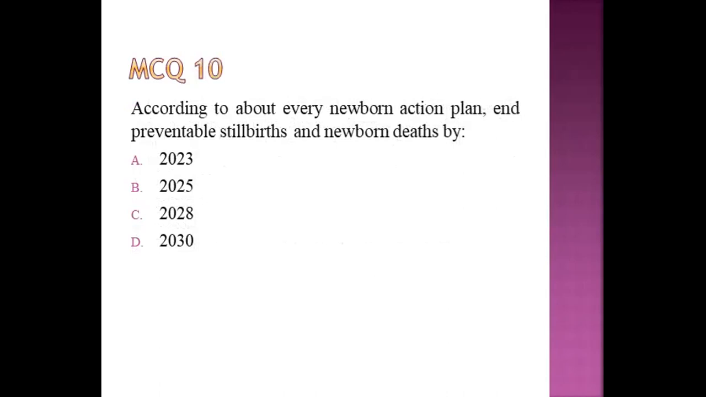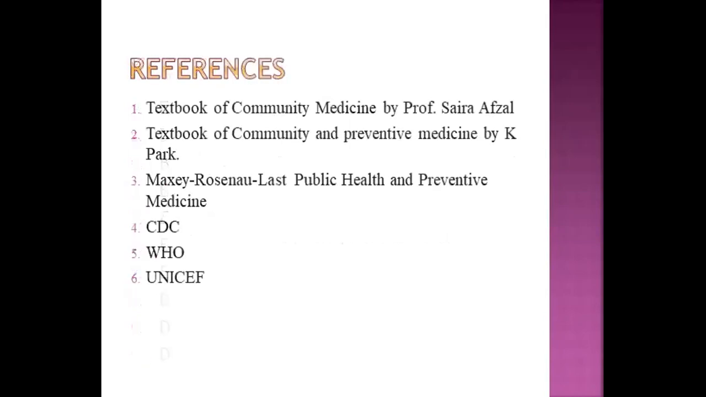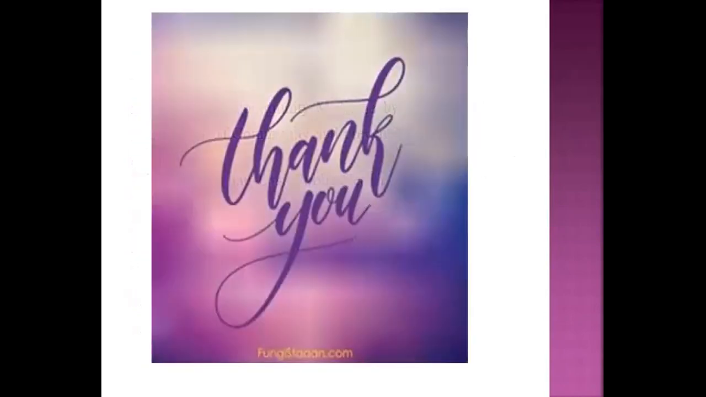According to the Every Newborn Action Plan, preventable stillbirths and newborn deaths are to be ended by 2030. The Every Woman Every Child plan is actually developed to prevent stillbirths and newborn deaths by 2030. And these are key references, and thank you. Dr. Khansa again.